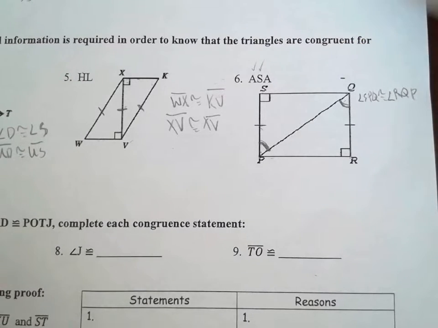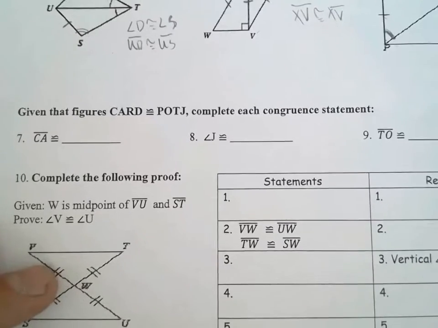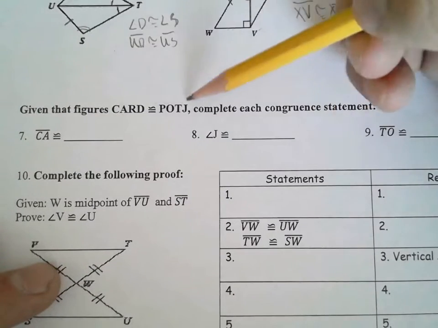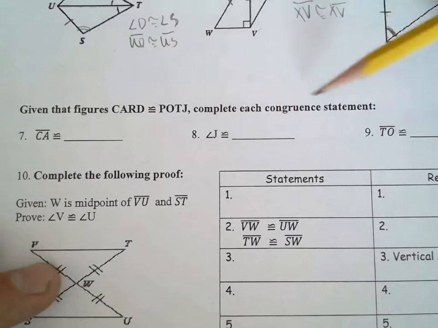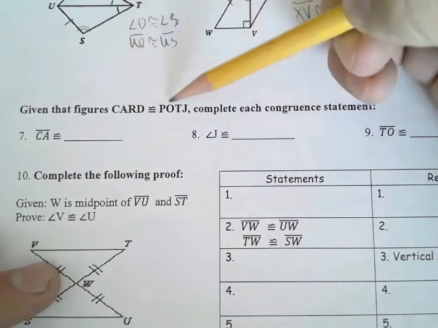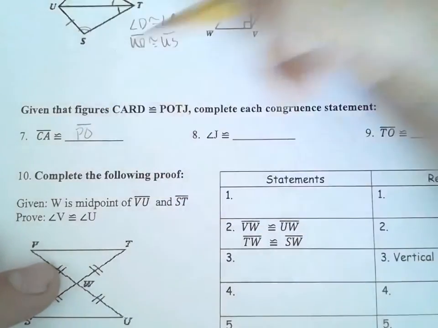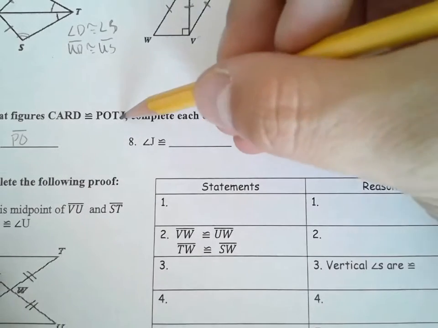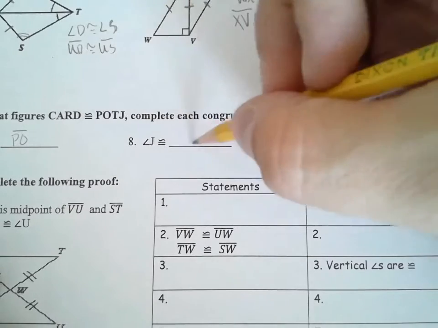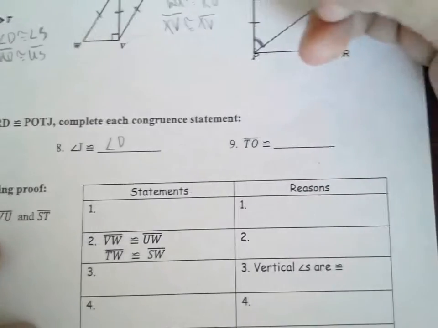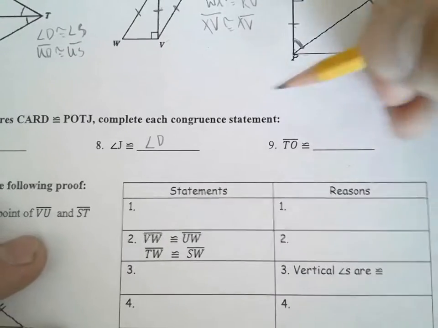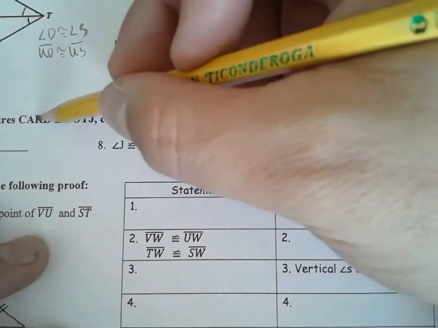All right. So given the figures, CARD congruent to POTJ, complete each congruent statement. CA is going to be congruent to PO. Angle J would be congruent to angle D. And TO would be congruent to, so look, TO would be congruent to RA.